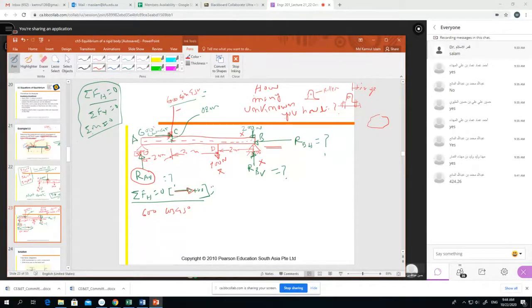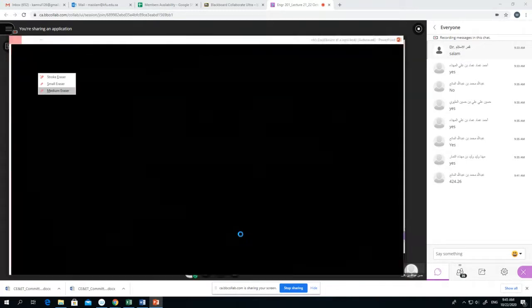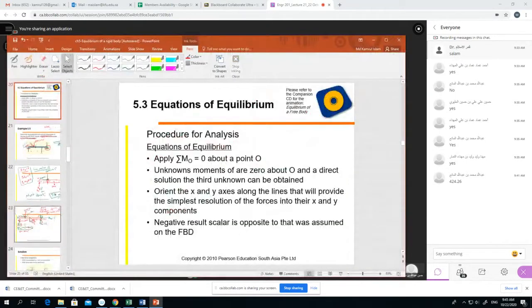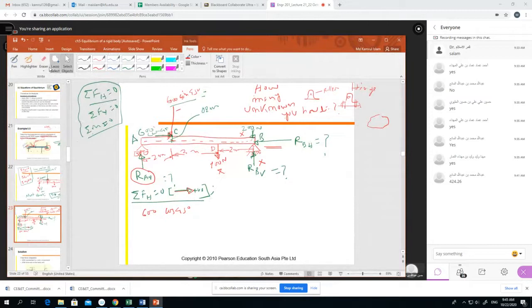Okay, now one thing I tell you: one is unknown, but what will be the direction of the unknown force? When the force is unknown, we don't know the value of this force.